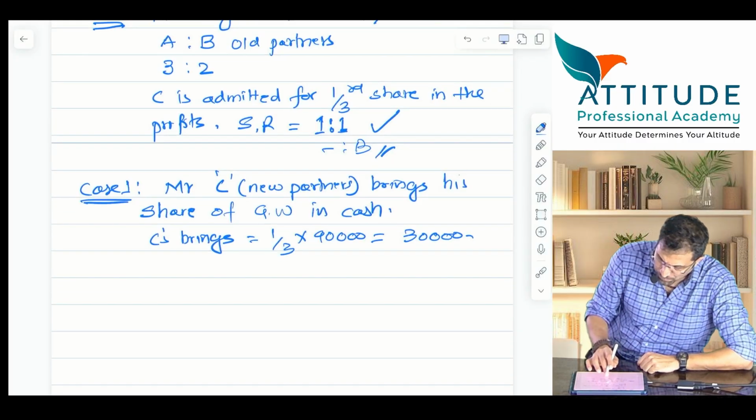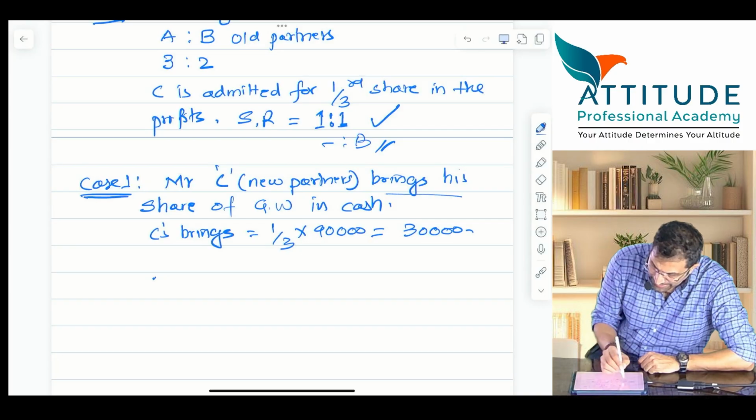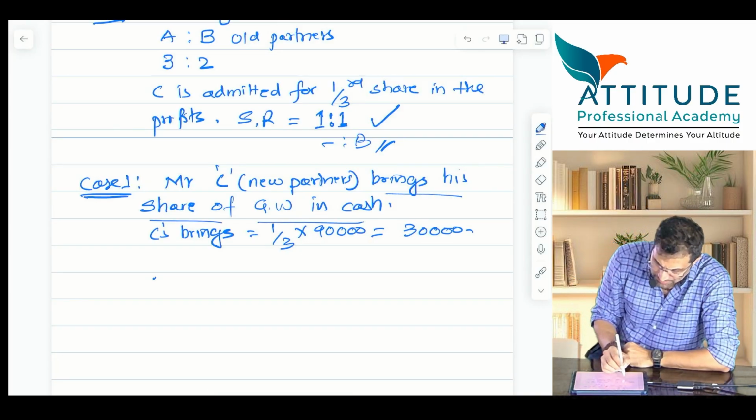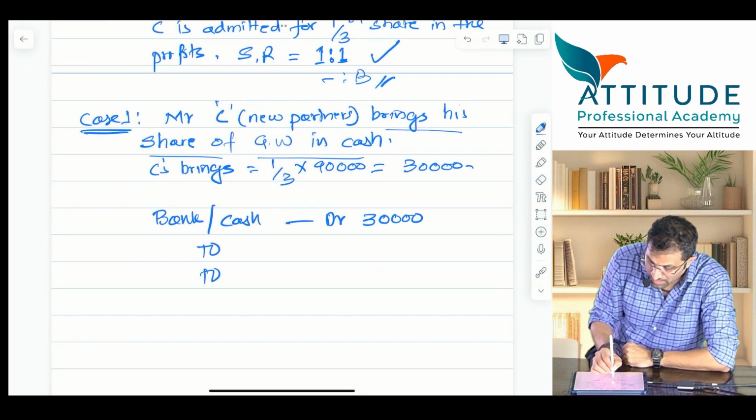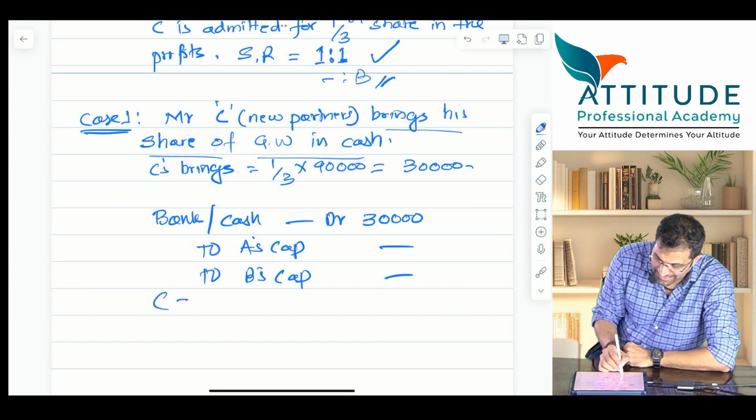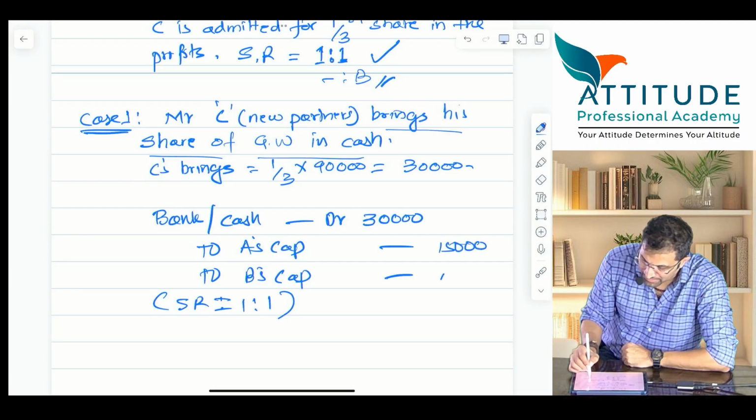Now tell me the journal entry. C brings his share of goodwill in cash. He has brought cash, tell me. Bank and cash account debit, amount 30,000, to whose capital? A's capital. In which ratio? Sacrifice ratio, that is 1:1. Is that clear? How much will come? 15 credit, 15 credit.